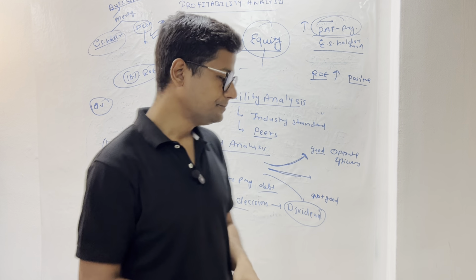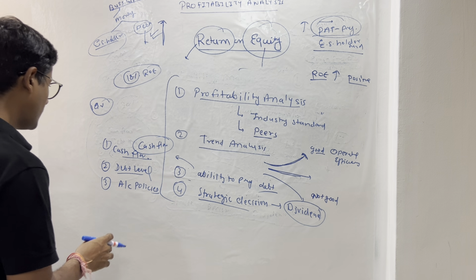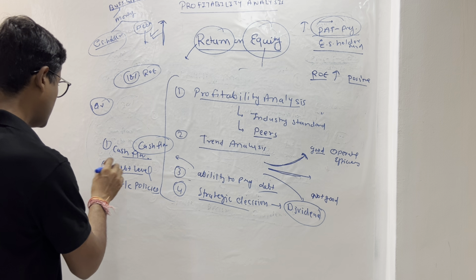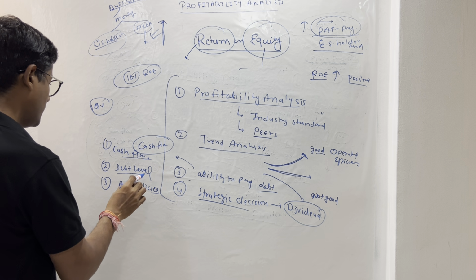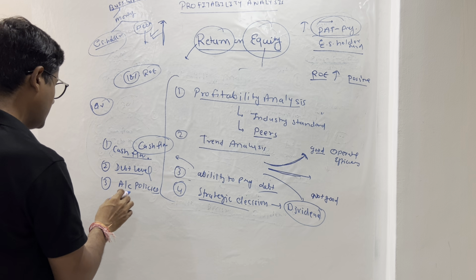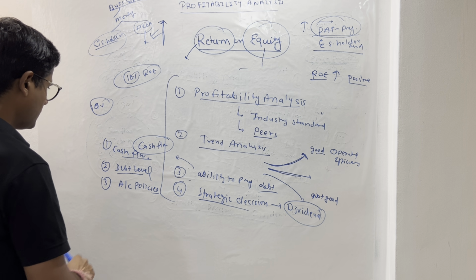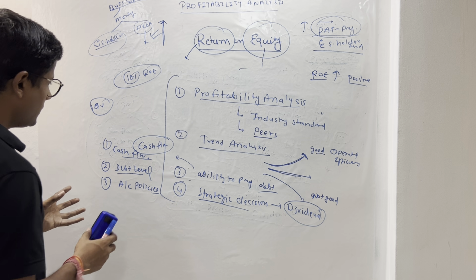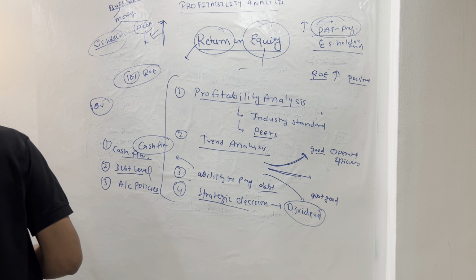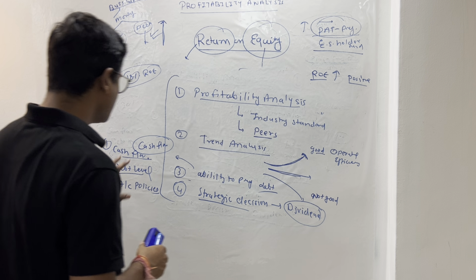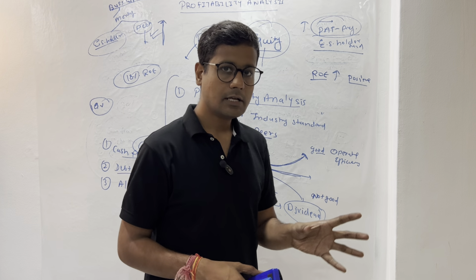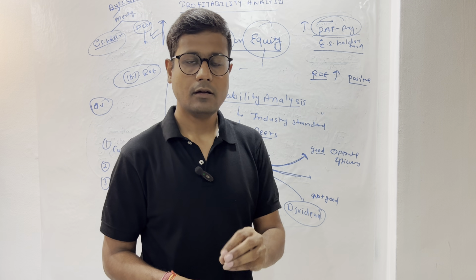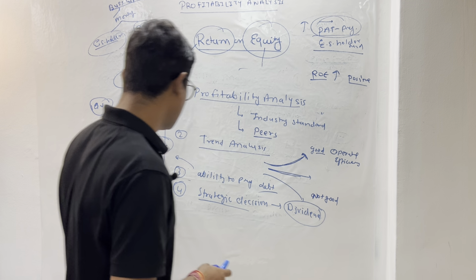So we need to check the cash flow, we need to check the debt level of the company, we need to check the accounting policies. So these are the things basically we need to keep in mind before we take a call, right? These are the important things.